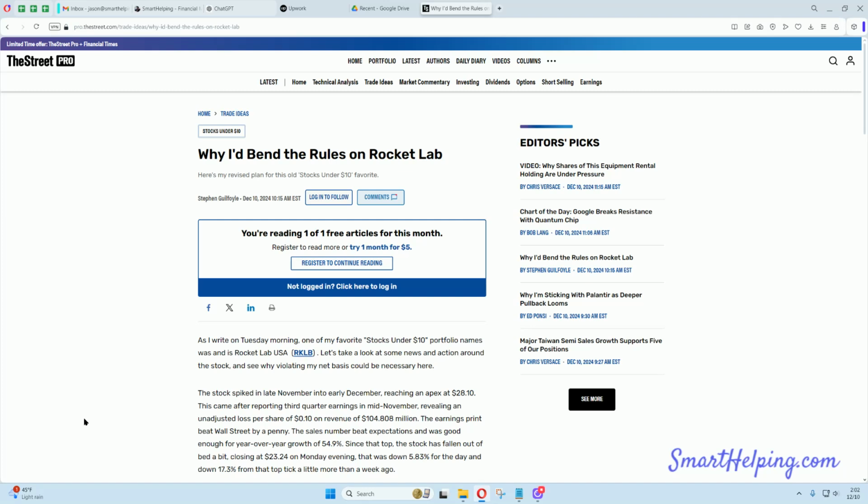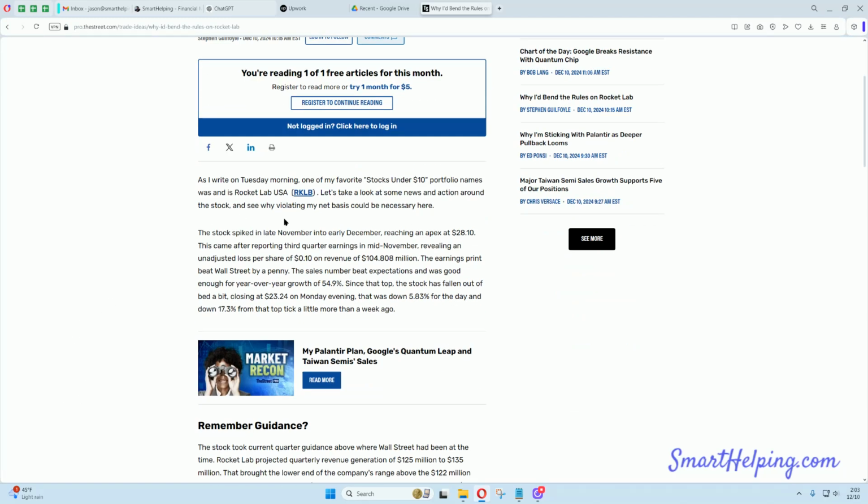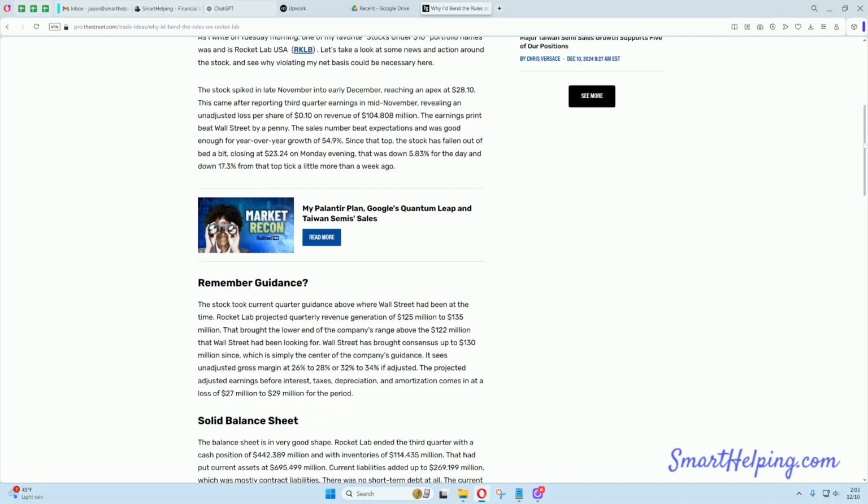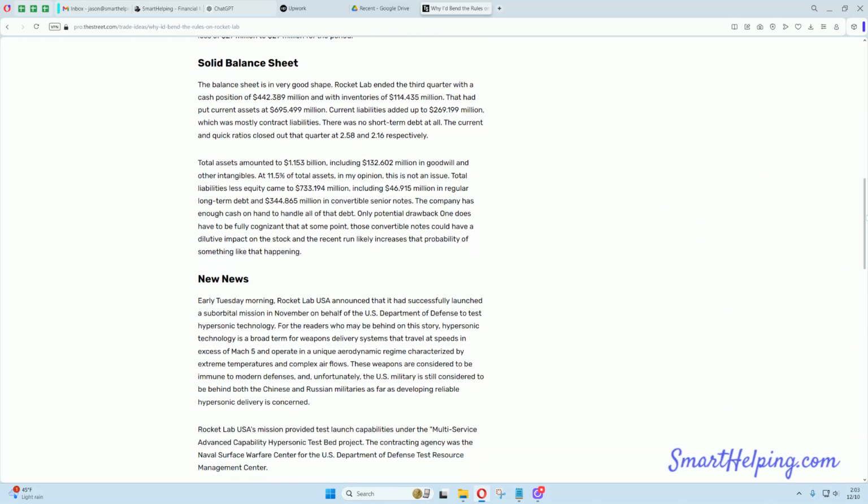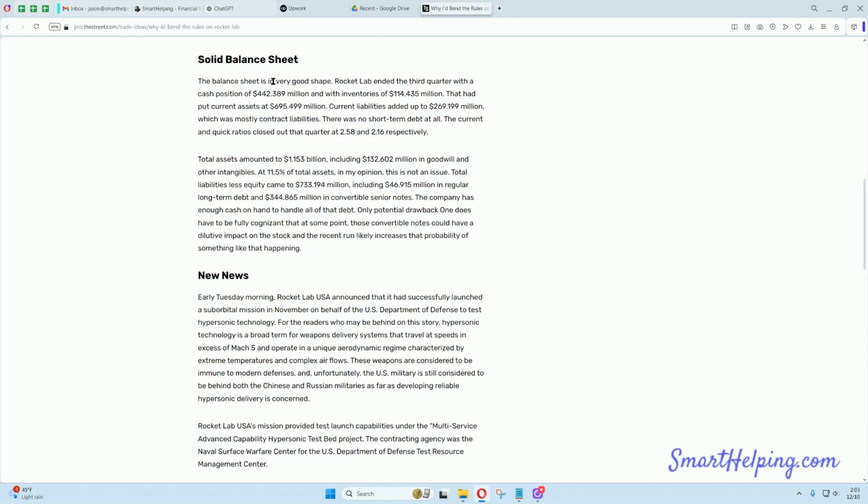We're going to talk about contract liability here real quick, and I'm not talking about legal terms. I'm talking about a balance sheet item for accounting, and it stems from a quick write-up here on a stock I've been paying attention to, Rocket Lab USA, and I want to point you to where they're talking about assets and liabilities. So they're saying this company has a solid balance sheet.